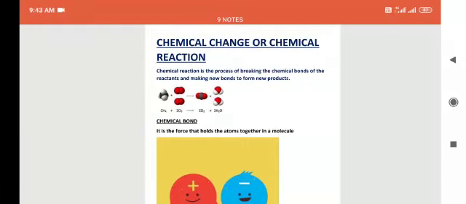During the reaction, chemical bonds of the reactants are broken. Reactant means the elements or compounds which are present on the left side of the arrow sign. They are called reactants, and product means the elements or compounds which are present on the right side. They are called products. During a chemical reaction, the reactants' bonds are broken down and they rearrange themselves. They combine with other elements and form new bonds. So breaking old bonds and making new bonds is the simple concept of a chemical reaction. When you rearrange the elements, new products are automatically formed.